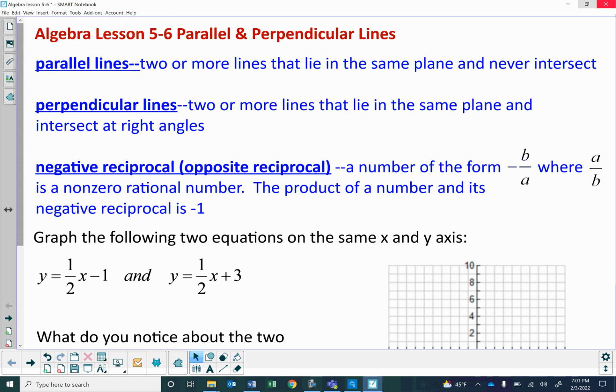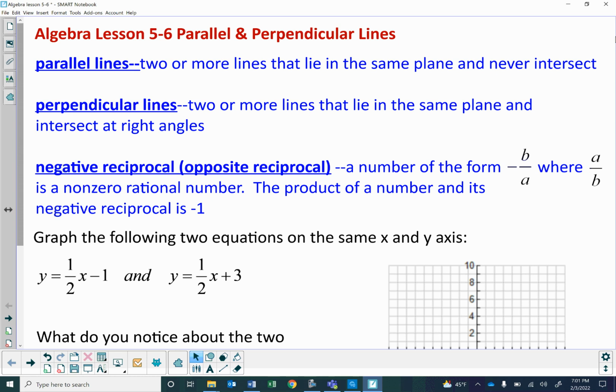This is Algebra Lesson 5-6, Parallel and Perpendicular Lines. Parallel lines are two or more lines that lie in the same plane but never intersect. Think of railroad tracks. Railroad tracks are parallel lines. If they didn't stay the exact same distance apart and they intersected, we'd have a lot of derailed trains.